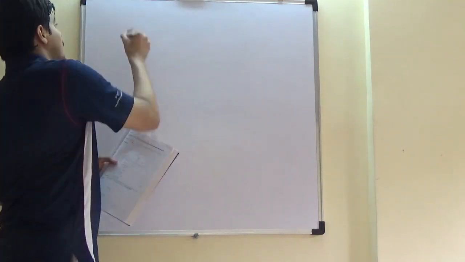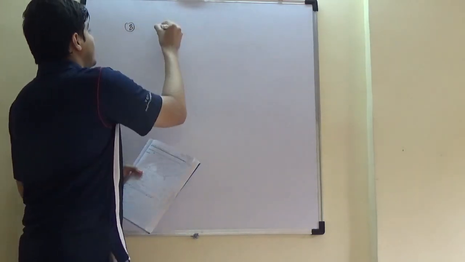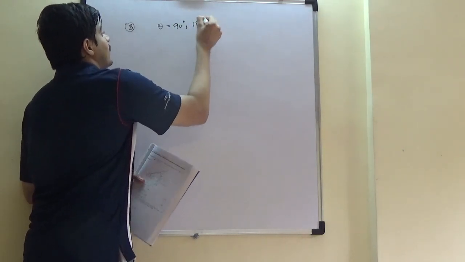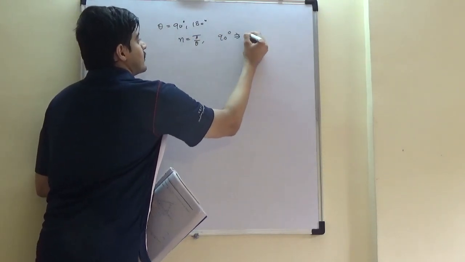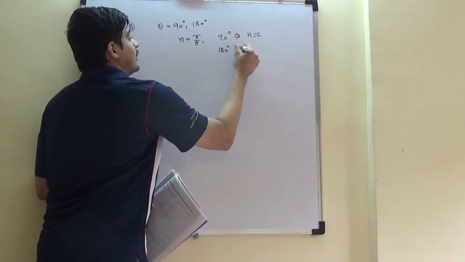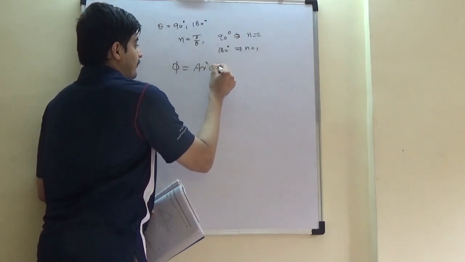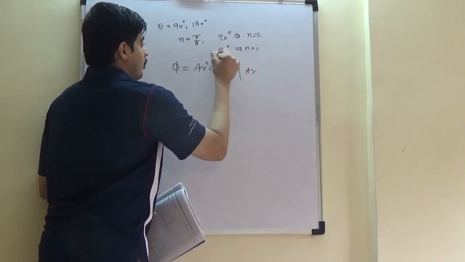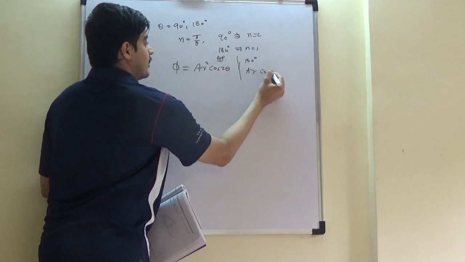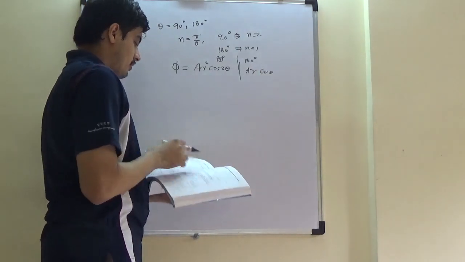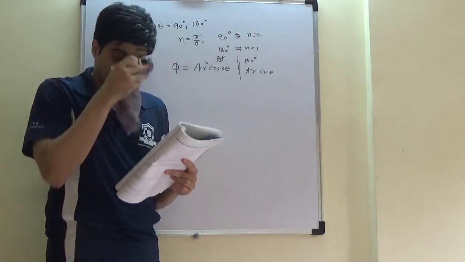Now, next question is, what would be the potential function for the corner flow for theta equal to 90 degrees and 180 degrees? Now, n is pi by theta, so for 90 degrees, n is equal to 2, and for 180 degrees, n is equal to 1. So phi would be A r squared cos 2 theta for the 90 degree case, and for the 180 degree case, A r cos theta. Right? That's the answer. But this is very important, you have to remember this. Right?